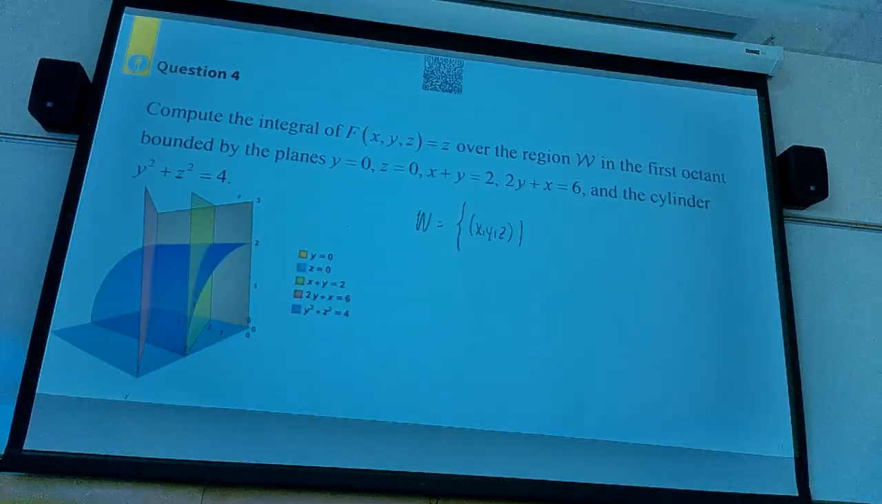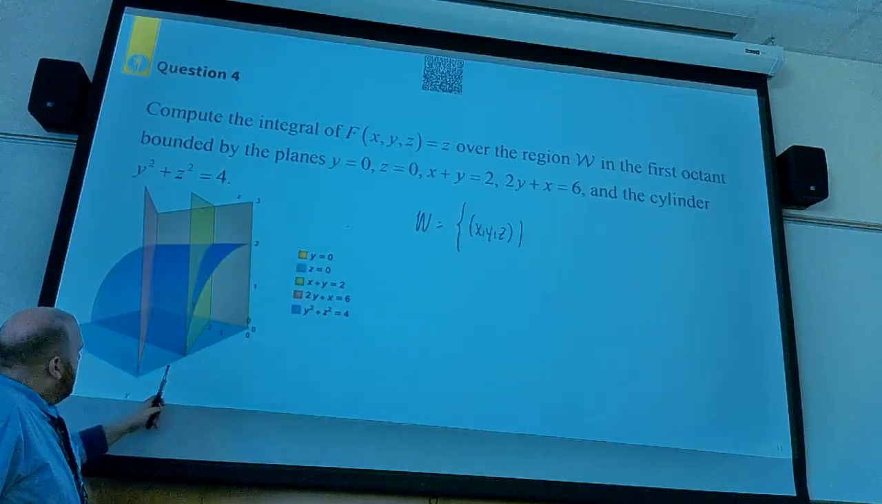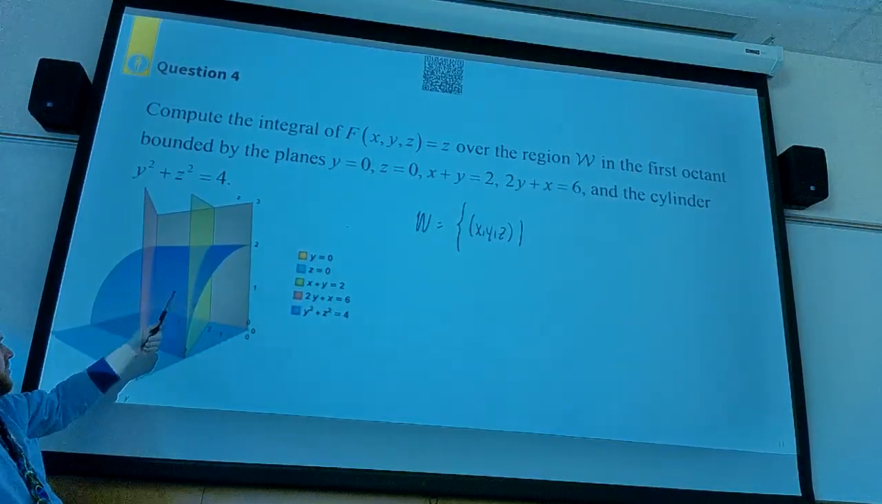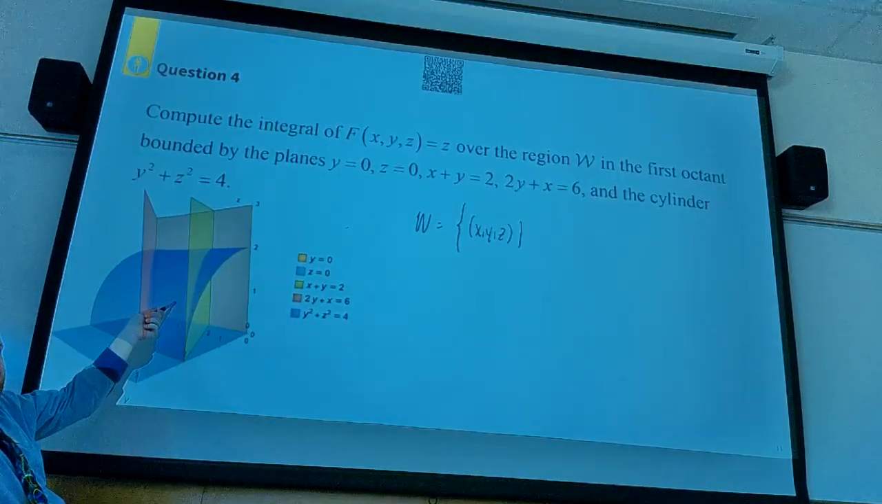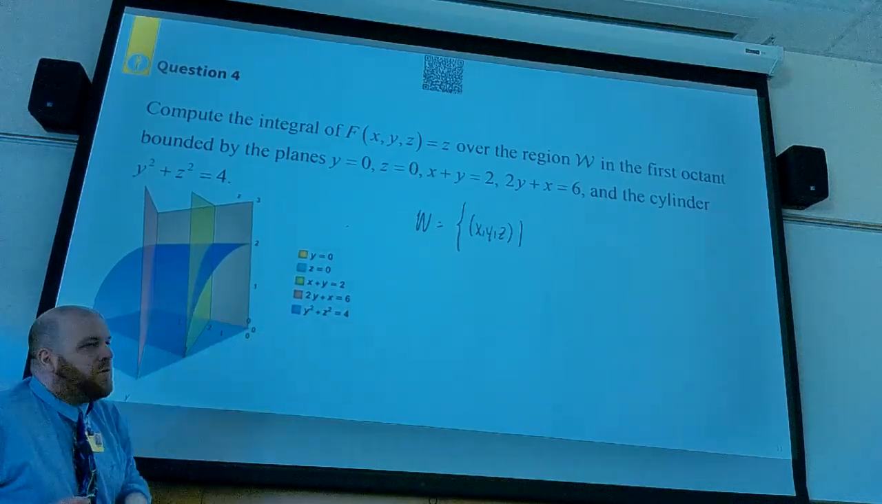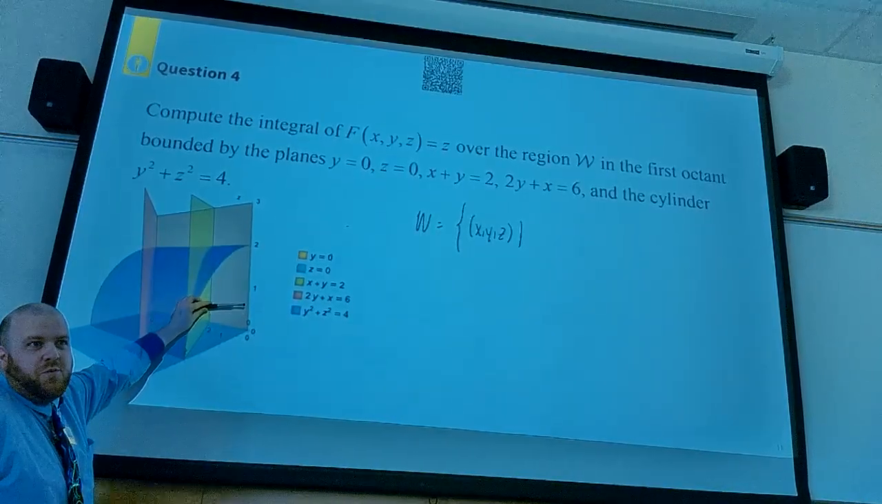Right, so all ordered triples x, y, z such that, so how do we want to describe this? Z is easy to describe, right? Because remember, this is the Z axis, going from the plane z equals 0 up until the cylinder. Z squared would be 4 minus y squared. Because we're above z equals 0, that would be the square root of 4 minus y squared.